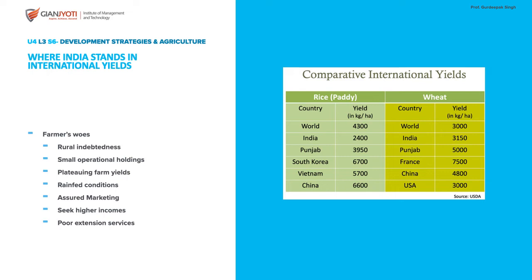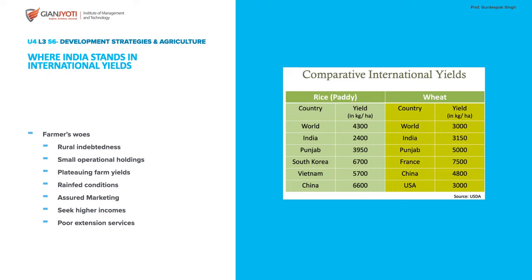In terms of wheat, if you look at the world average is 3,000 kg per hectare. India is at 3,150, which is above the world average. Punjab is doing well at 5,000, but look at France for wheat, 7,500. So 2.5 times, I would say, of India. Look at China again, 4,800. So this is one area where India has to work hard.